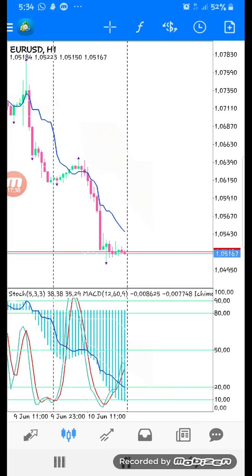keenly. Take note of it, practice it in your demo for 2 weeks, and then check out your level of losses and profits. If your profit is more, then you can go live. If your profit is lesser than your losses, then you have to practice more, and also ask me questions.